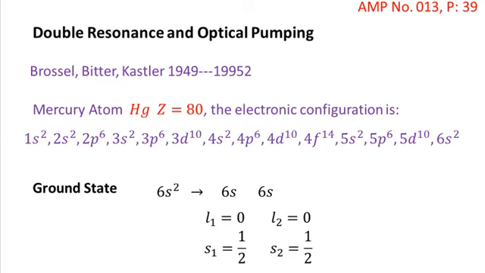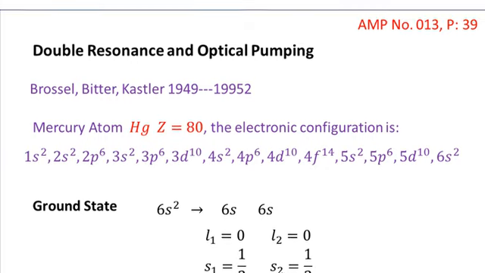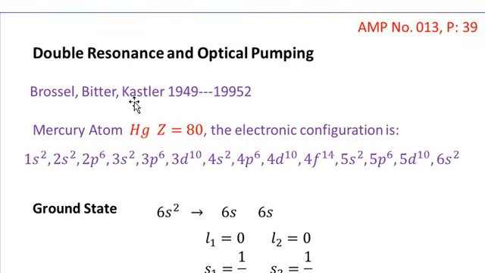Double resonance and optical pumping. Brossel, Bitter, and Kastler, in the years 1949 to 1952, reported the double resonance method and some experiments. Here we are going to present two different experiments for the measurement of splitting of states of the Zeeman effect using the double resonance method.